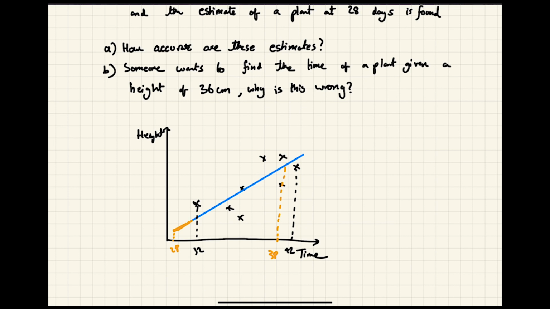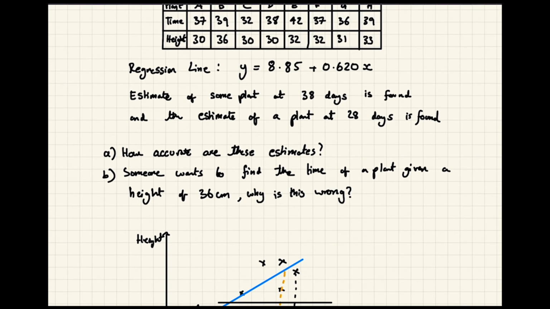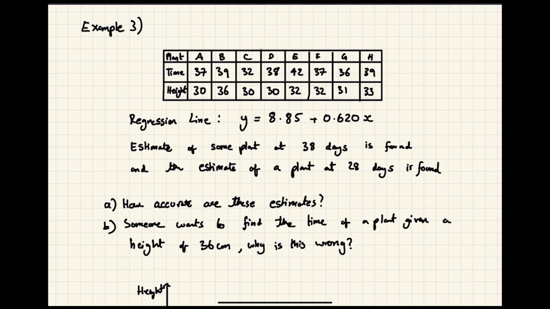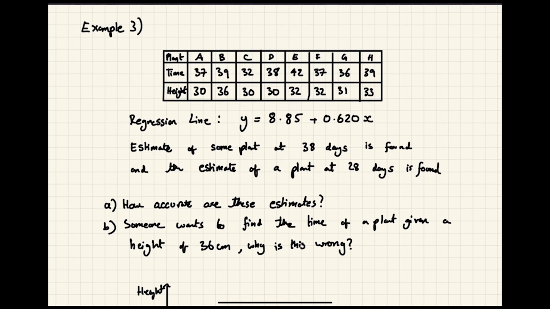The next question says that someone wants to find the time of a plant given the height of 36. So what that implies is, let's just go back a second. If I wanted to find out the height of a plant given the time, what I would do is input the time into the x value here, and then after I solve this equation, I will get what the height of the plant is. Now, the problem in this question is that someone wants to find the time of the plant given the height. So they want to find what x is given this value of y.